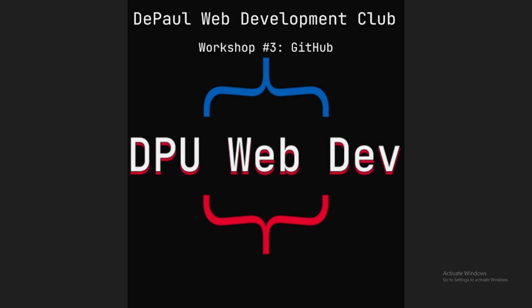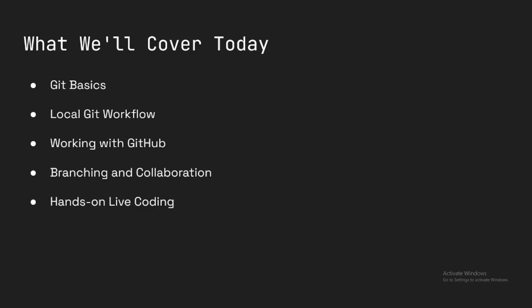This is our third workshop where we're going to be going over GitHub. So we're going to cover today Git basics, local Git workflow, how to work with GitHub, branching, collaboration, and hands-on live coding. We're going to do that at the end.